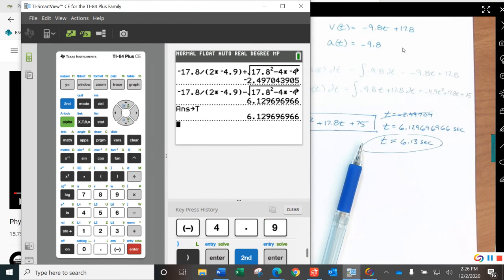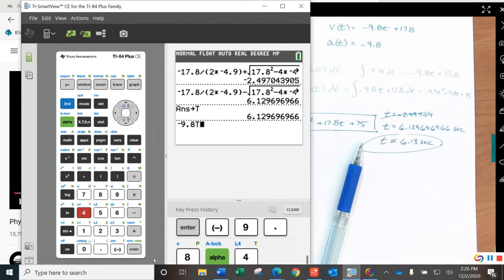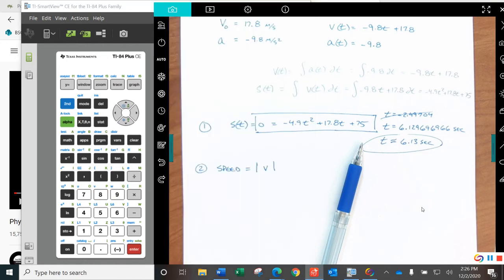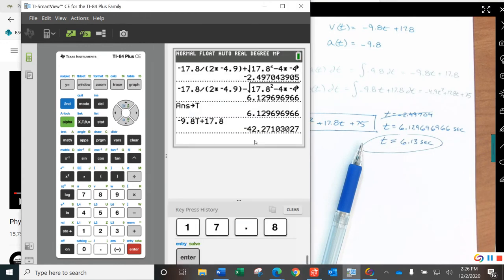I'm just going to use this velocity function. Negative 9.8 t, remember we stored t, plus 17.8. And we find then the speed, actually let's look at that a little closer here. The speed is 42.3. I'm going to write down the velocity as negative 42.27.